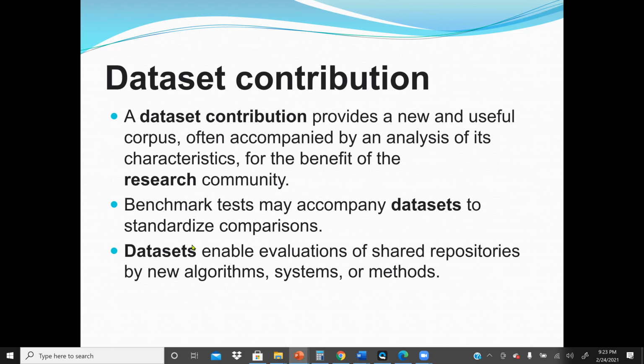We also have the dataset contribution, which provides a new and useful corpus, often accompanied by analysis of its characteristics for the benefit of the research community. An example would be a benchmark test that may accompany a dataset to standardize comparisons. A dataset enables evaluation of shared repositories by new algorithms, systems, or methods.